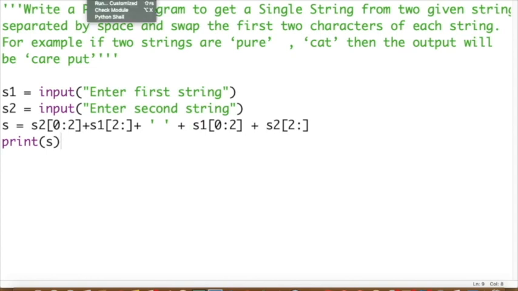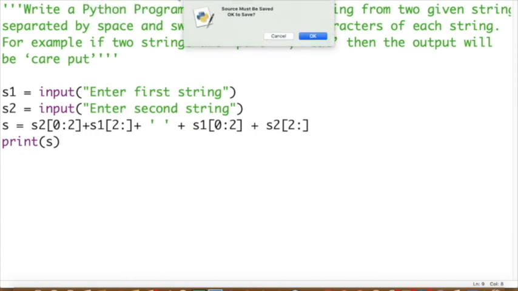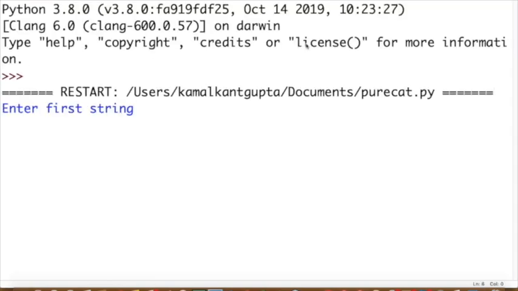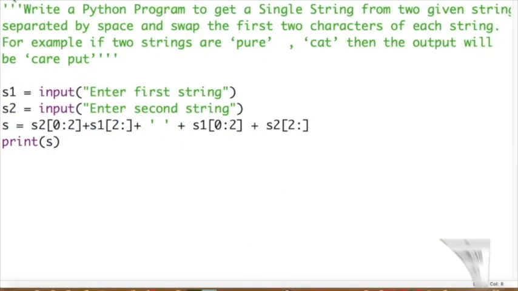Let us compile this code and find out what the output is. Execute this code. So here it is. Enter the first string, pure. The second string, cat. Now this was the required output, where the first two letters of the first string are replaced with the first two letters of the second string. Now let us understand this code.